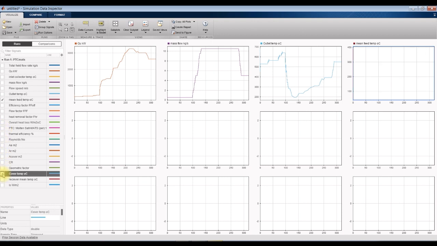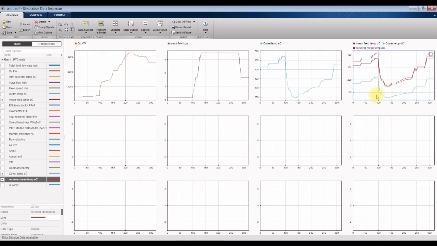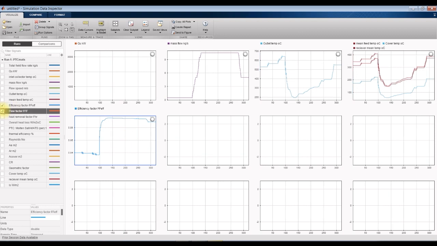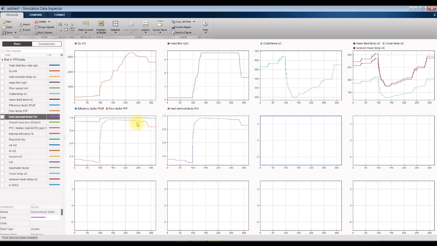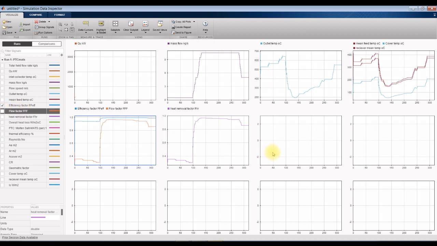And we have here cover temperature. This cover temperature, you can see receiver mean temperature, mean cover temperature, and mean feed temperature. This efficiency factor, let's see, yes, efficiency factor, and this is flow factor, the same range. This is flow factor here, okay, and this is a heat removal factor. I can draw this on another one. Let's see, flow factor here. Okay, and this is thermal efficiency of the parabolic trough.